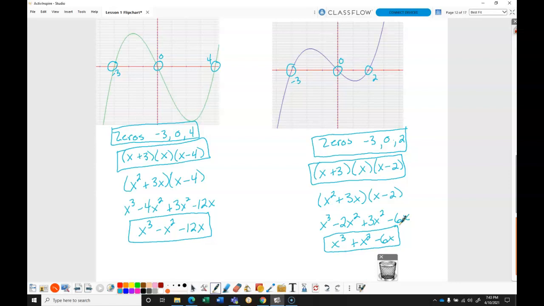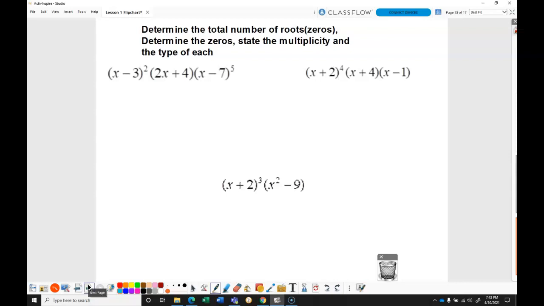Okay, so the next one, hopefully you definitely did the next couple by yourself before, not this one, sorry, I'm thinking of the finite differences. So for this one, we need to determine how many zeros there are. That's done by looking at the degrees. We figure out what the zeros are and state any multiplicity and the type of each, whether they're real or imaginary. So the way I figure out the number of zeros is I count how many x's there are.